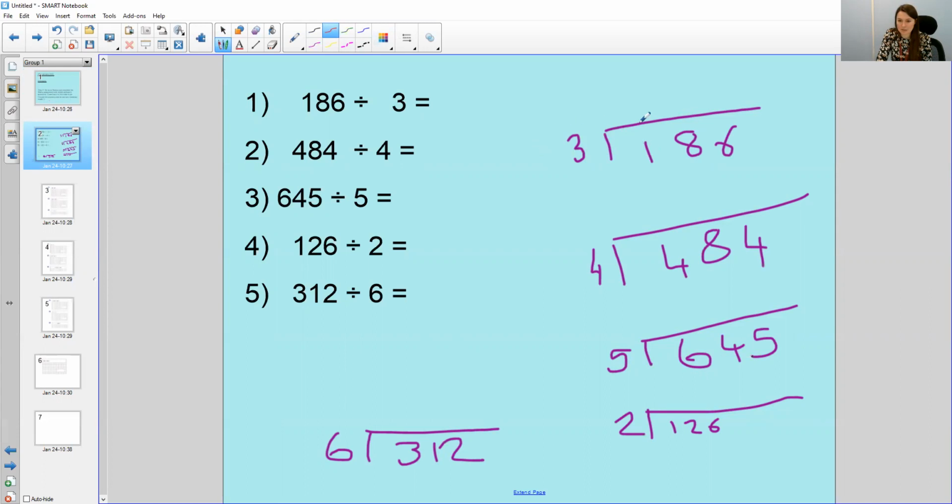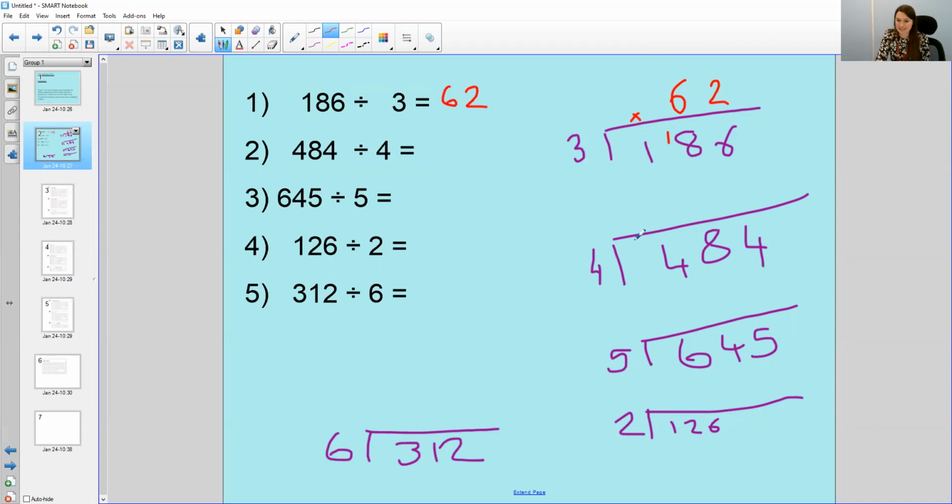How many 3s go into 1? No groups of 3s go into 1. So I regroup the 1 over and now I've got 18. How many 3s go into 18? 3, 6, 9, 12, 15, 18. 6 groups of 3 go into 18. And how many 3s go into 6? That would be 2 groups. So our answer for that first question is 62.